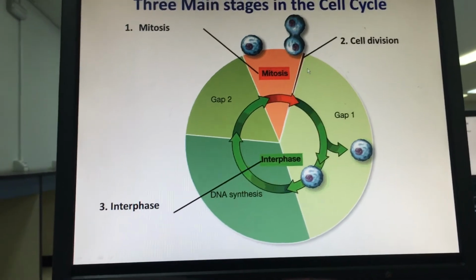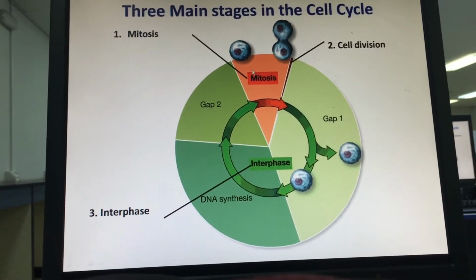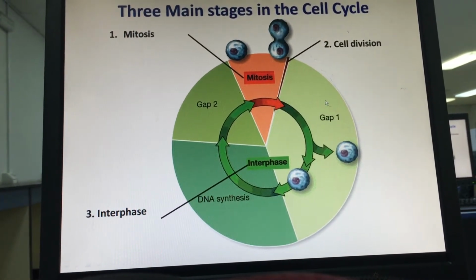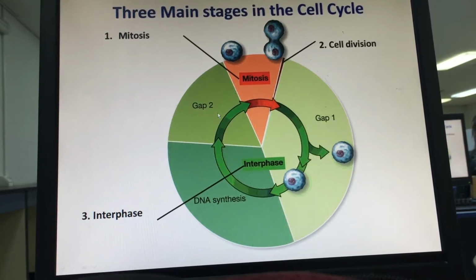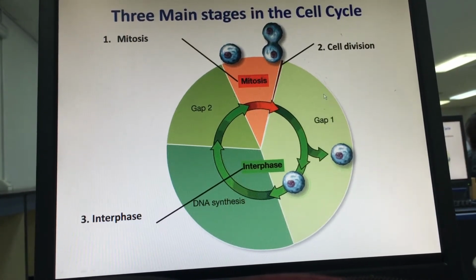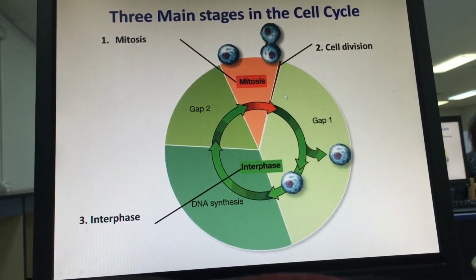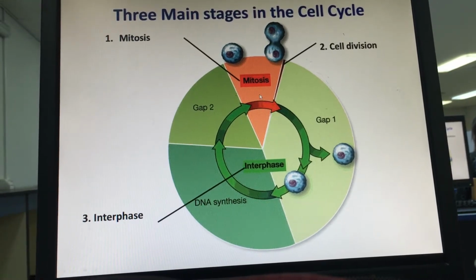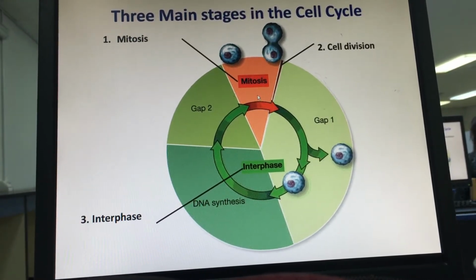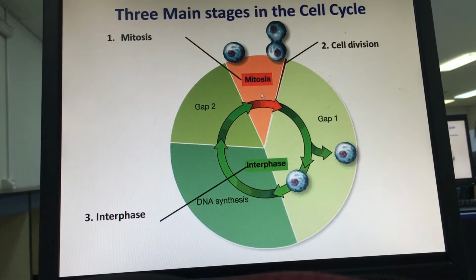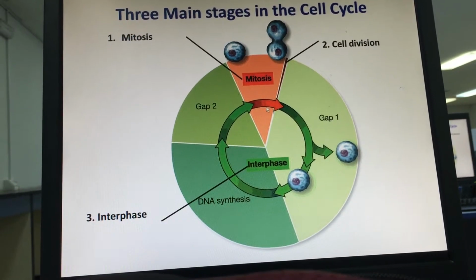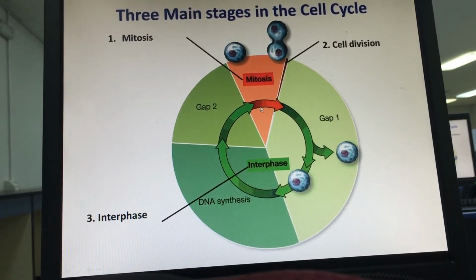What you are required to know, though, is that mitosis lies after gap 2, G2, and before G1 of the next cycle. Mitosis, as you know, is divided into 5 subphases. We're going to talk about the main 4 today: prophase, followed by metaphase, anaphase, and then telophase.